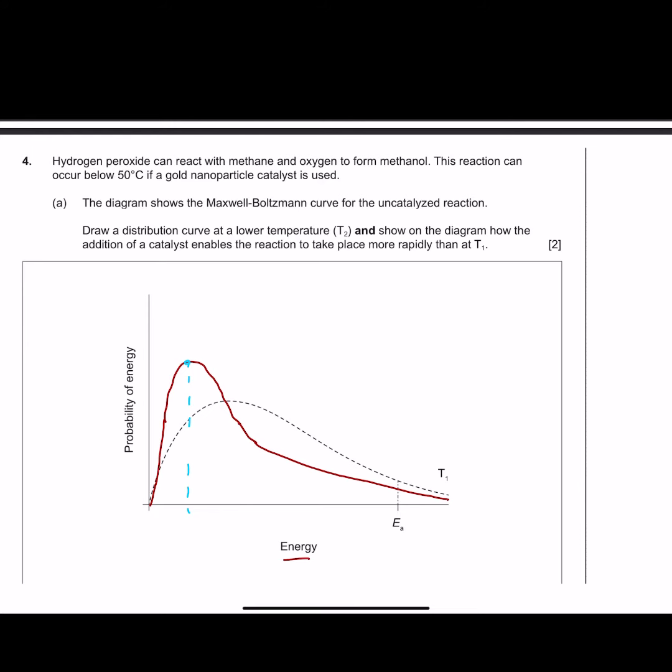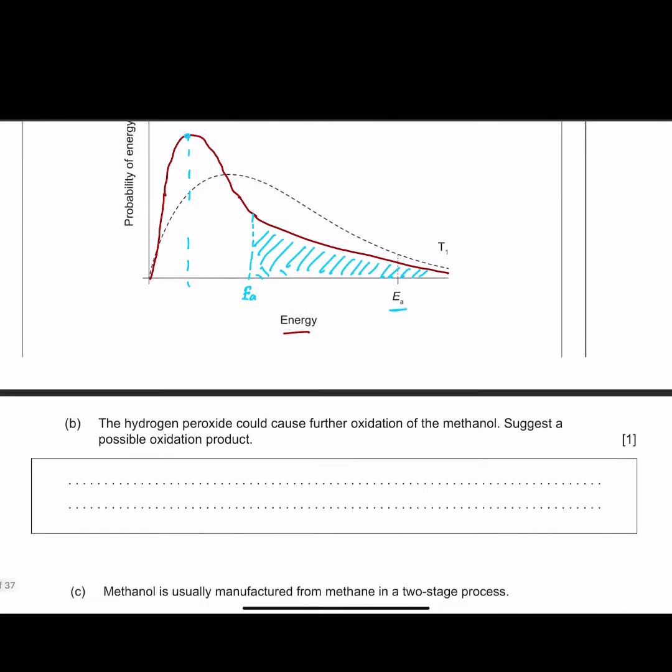Now, we also need to show how addition of a catalyst will enable the reaction to take place more rapidly than at T1. At T1, your activation energy is here. When you add a catalyst, this activation energy will decrease, so this EA will shift to the left-hand side. I can say somewhere around here will be your EA, and these many molecules are available for reaction. So that is all about part A.